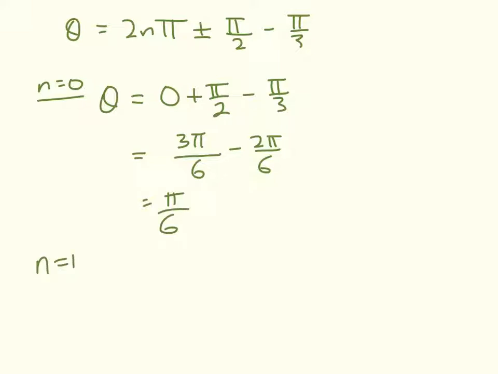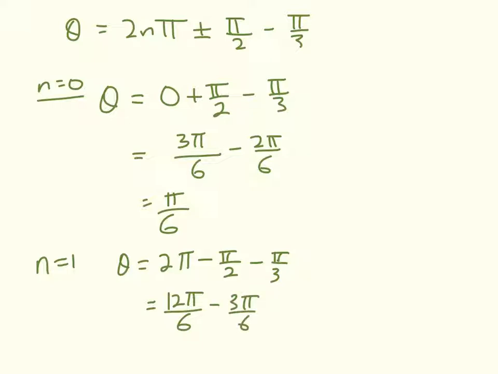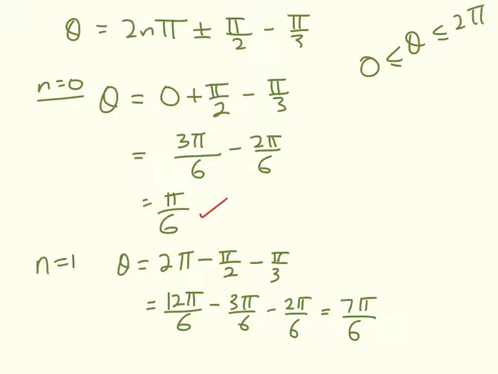Now let's look at what happens when we've got n equals 1. We've got theta equals 2 pi minus pi on 2 minus pi on 3, which gives me 2 pi, so we'll make that 12 pi on 6. Probably most of you don't need to do that, but we will anyway. Minus 3 pi on 6 minus 2 pi on 6. So that gives us 7 pi on 6. And we just check that we're in between our domain limits, which is theta between 0 and 2 pi. And that's looking good. So there's the first one, and there's the second.